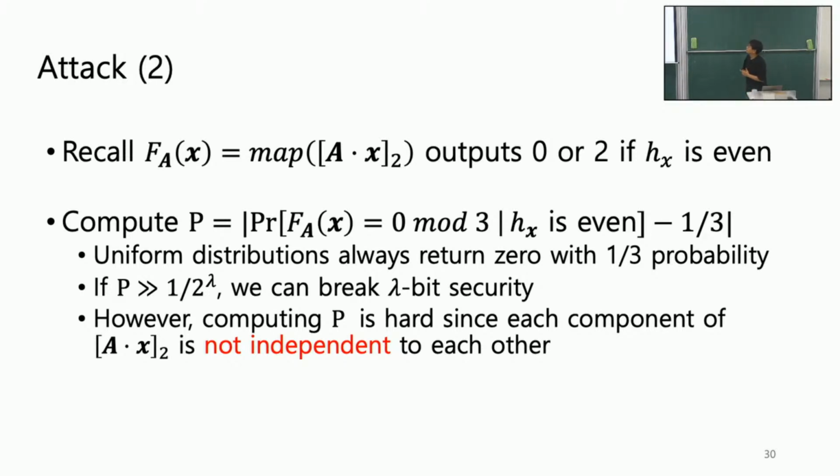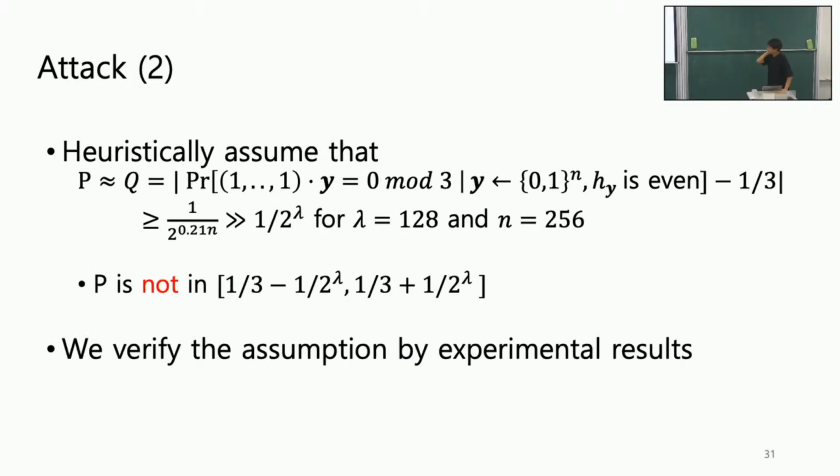However, we cannot compute this conditional probability, since each component of Ax bracket 2 is not independent of each other. So we don't use any statistical tools, since almost all statistical tools require the independence property. Therefore, we heuristically assume that the difference p is close to q.